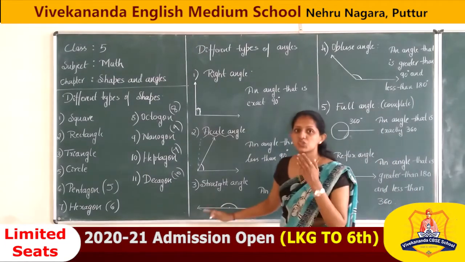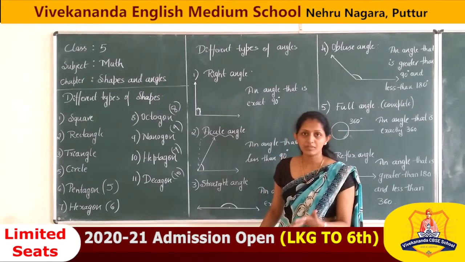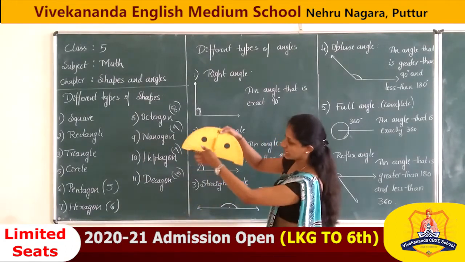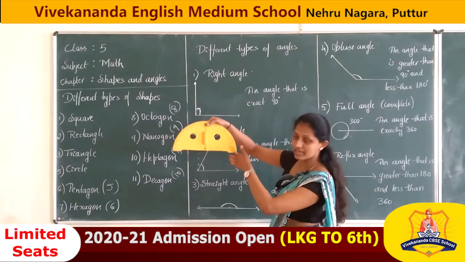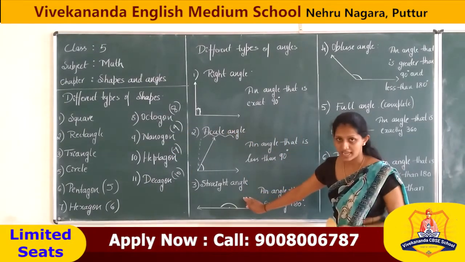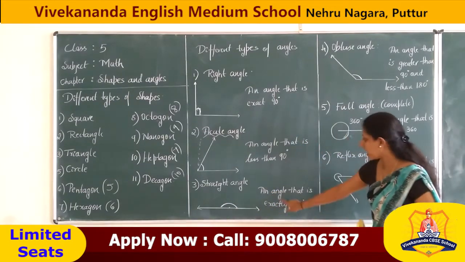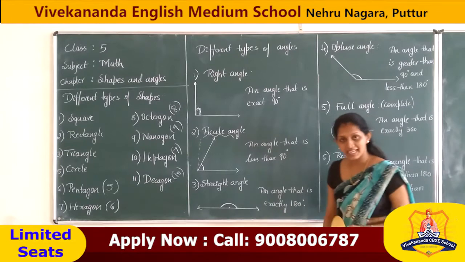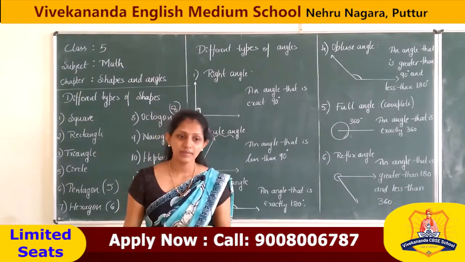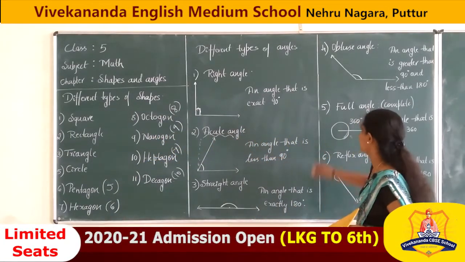Then comes the straight angle, that is a straight line, that means 180 degrees. This one, a straight line, 180 degrees, that is a straight angle. This one is an angle, okay? An angle that is exactly 180 degrees. Then comes the obtuse angle.